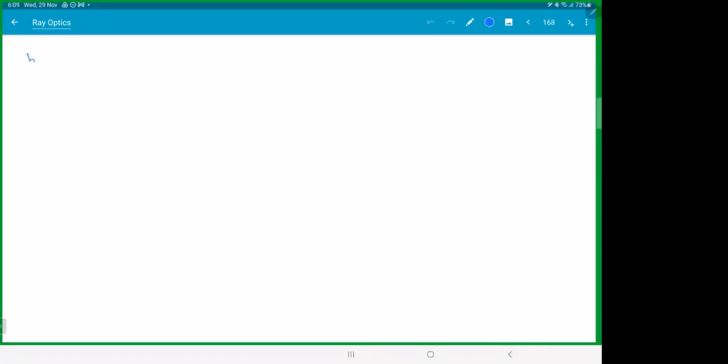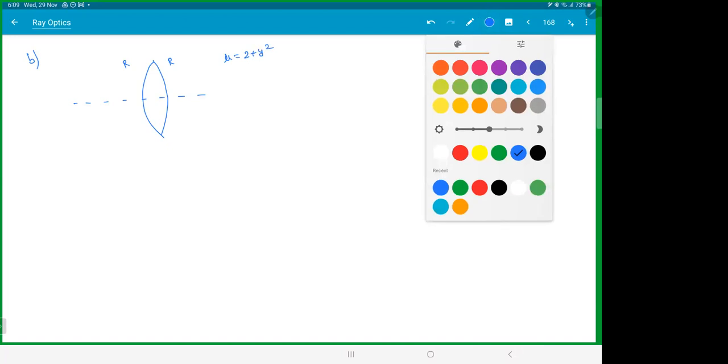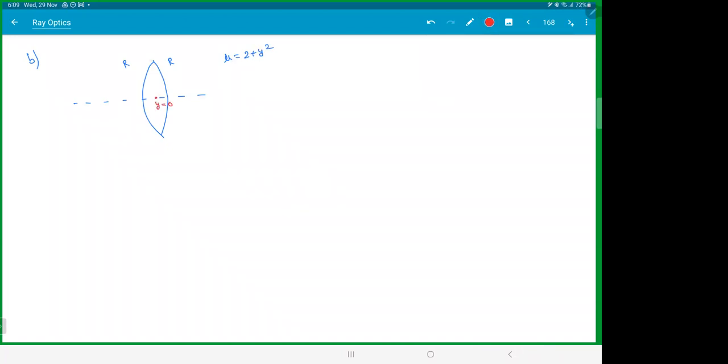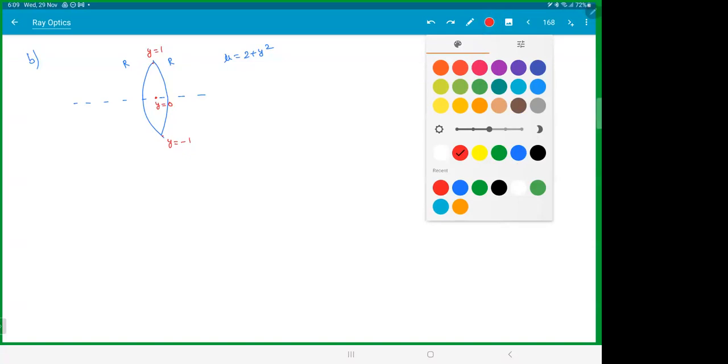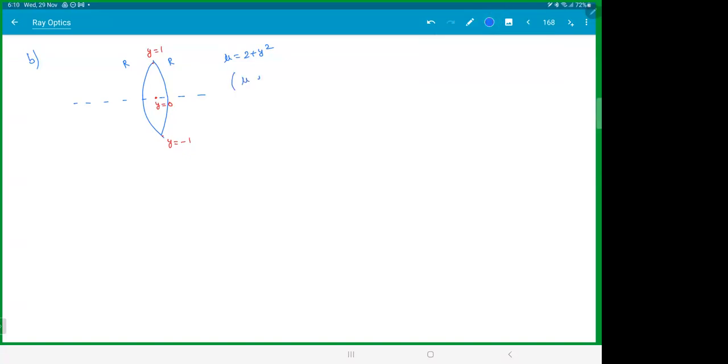A better version of this question is, we have a lens of radius R, the refractive index mu is equal to 2 plus y square. This point y is equal to 0, this point y is equal to 1, this point y is equal to minus 1. It means it's a lens whose refractive index is changing with y. At different heights, you have different refractive index. For example, when y is 0, here refractive index mu is equal to 2. When y is equal to 1, refractive index mu is equal to 3. Are you getting? As you go up, the lens's refractive index is increasing. So mu increases with y.